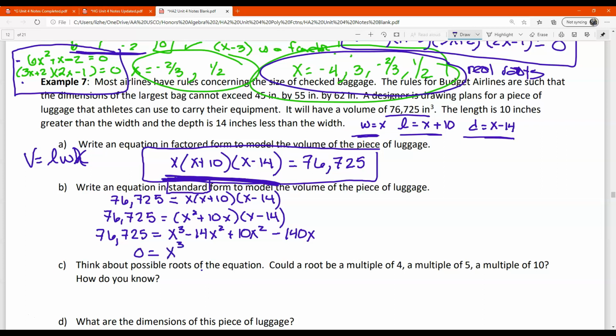So you're going to say x cubed, these two make a negative 4x squared, minus 140x minus 76,725. There it is in standard form. Make sure when you do standard form, you have decreasing exponential powers and equal to 0. Remember to do that, you guys.